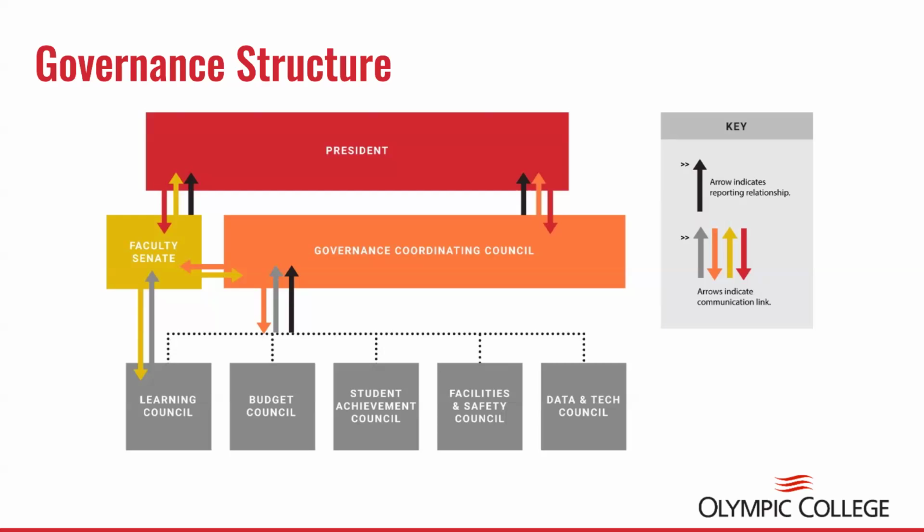So then we also have Budget, Student Achievement, Facilities and Safety, and Data and Tech Council, and they report to and communicate with the Governance Coordinating Council. The Learning Council doesn't report to Faculty Senate, but it does have a special communication with them. So that's kind of the overview of the councils that exist and how they work together.